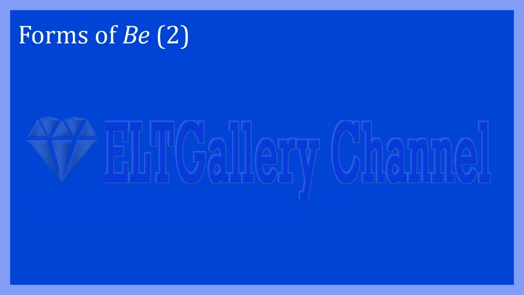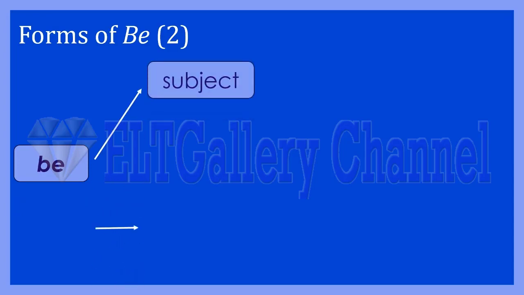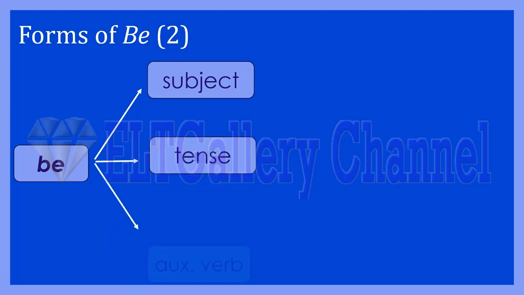Then we have the forms of be. Let's see how be can have different forms. The form of be depends on the subject, and it also depends on the tense, and it also depends on the auxiliary verb. So the form of be should be adjusted to the subject, the tense, and the auxiliary verb.